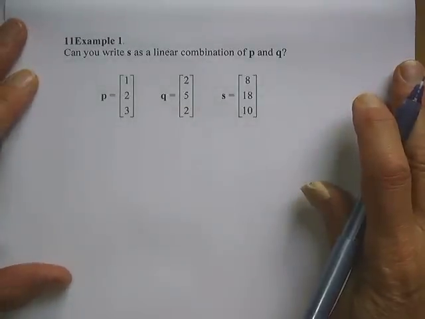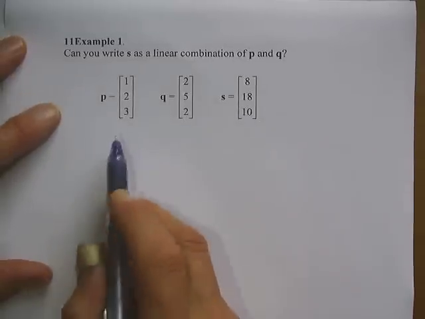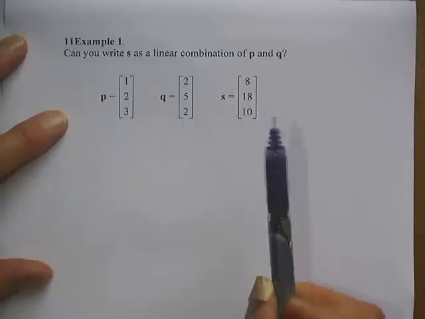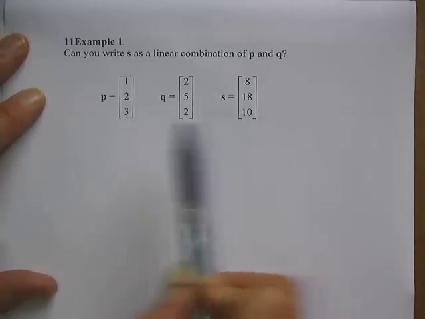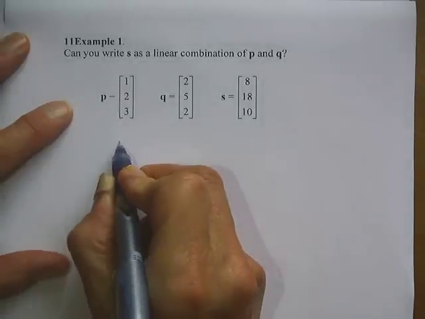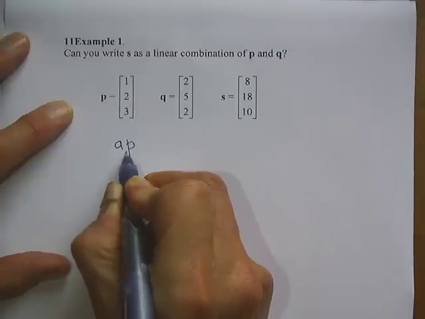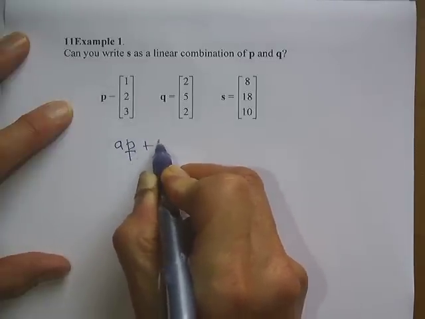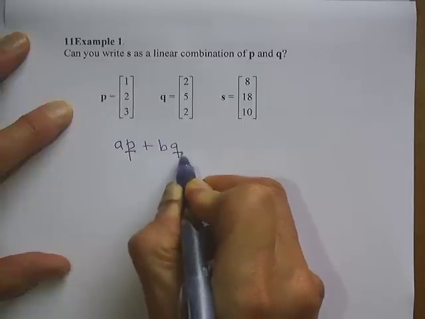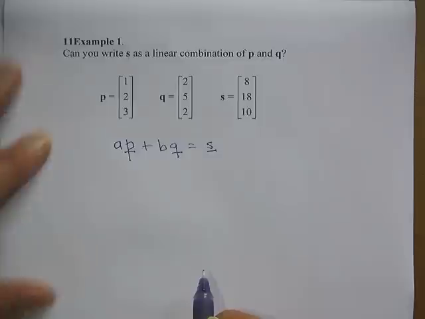This is example 1 of section 1.1. I'm given three-dimensional vectors, and I want to know if S can be written as a linear combination of P and Q. In terms of vectors, that would mean there are coefficients A and B, such that A times the vector P plus B times the vector Q is equal to the vector S.